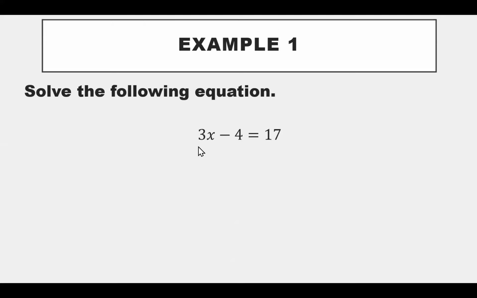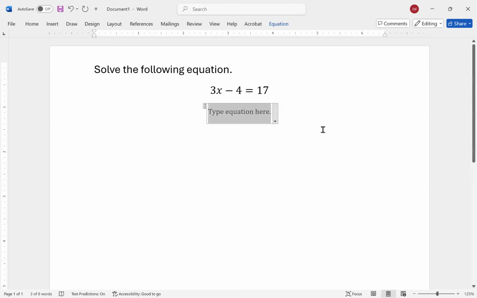Let's take a look at this equation. We have 3x minus 4 is equal to 17. I'll go ahead and solve this one. So the first thing that I would do is simplify both sides of the equation. That's actually already done for me because 3x minus 4 is as simple as I can make the left-hand side. 17 is as simple as I can make the right-hand side.